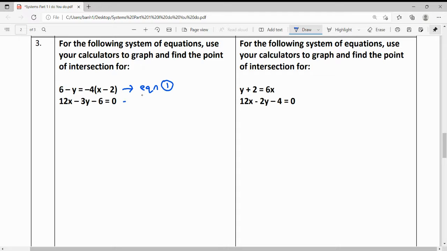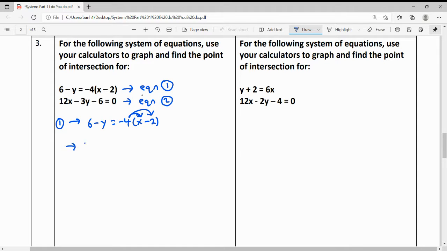My first equation, I'm labeling as equation 1, and my second equation, I'm going to call equation 2. Now I want to isolate for y for equations 1 and 2. I'm going to start by isolating for y for equation 1. In this case, I have 6 minus y equals negative 4 times x minus 2. The first thing I want to do is multiply negative 4 into my bracket. So I'm going to multiply negative 4 into x, and negative 4 into negative 2.